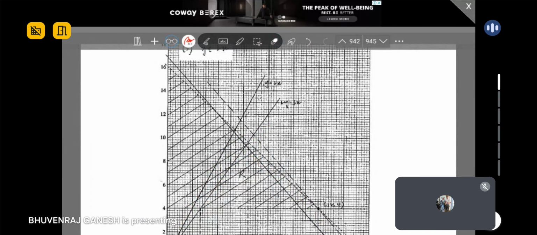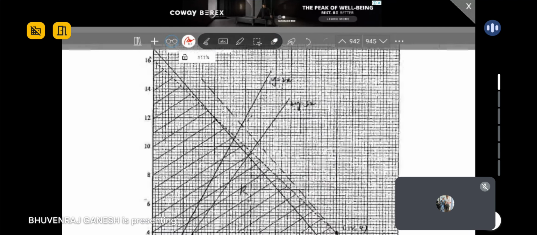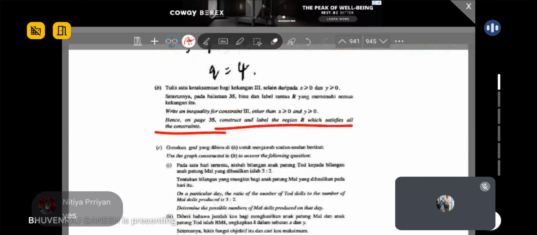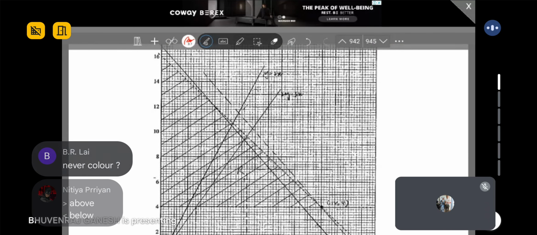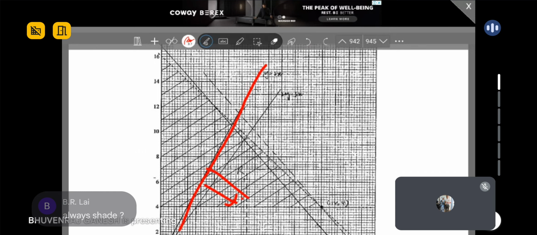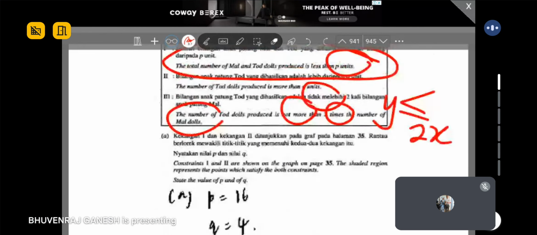You must shade the correct region. Guys, you all know how to shade, right? Modern maths concept. You just follow the inequality sign. So y less than or equal to 2x. You refer to which line it is: this one, y equal to 2x. Then you just need to shade at the bottom, lorek ke bawah. And then the next one is, let me see.